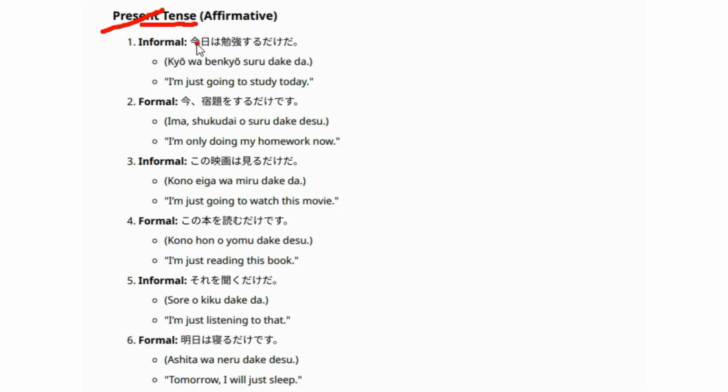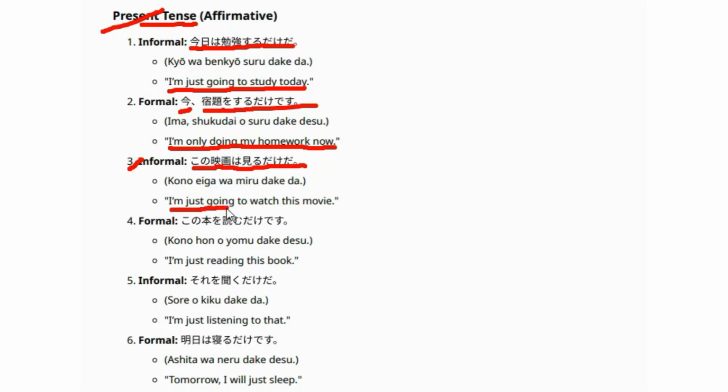The present tense examples are: kyou wa benkyou suru dake da, which means I'm just going to study today. Next is ima shukudai o suru dake desu, which means I'm only doing my homework now. The next is kono eiga o miru dake da, which means I am just going to watch this movie. The next is kono hon o yomu dake desu, which means I am just reading this book.